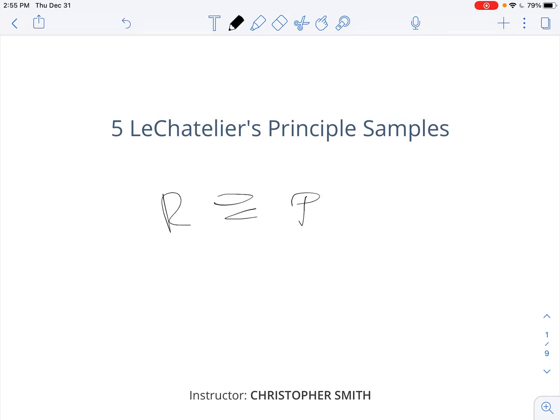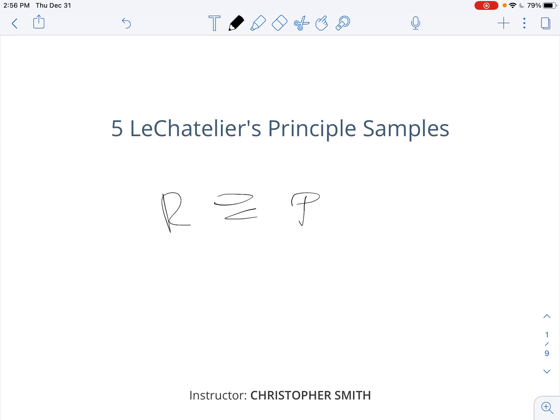Hi guys, so here is Le Chatelier's principle. So you've got reactants and you've got products. And remember, the whole idea of Le Chatelier's principle is that a change in any factor that affects the conditions of equilibrium will result in the equilibrium trying to do the opposite of whatever it is that you tried to do. So if you try to add something, it's going to go to the opposite side.